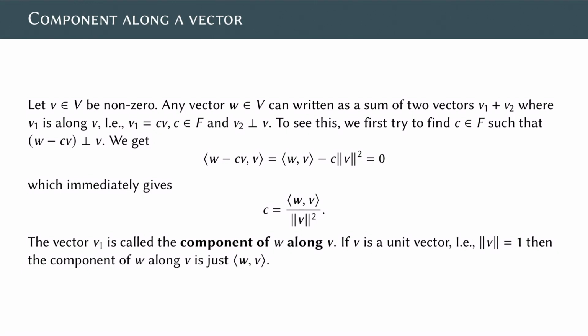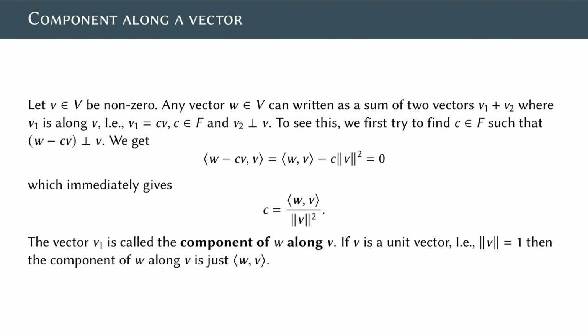Okay. To see why this is true, let's first try to find out a c, a scalar, such that w minus cv is in fact perpendicular to v, right? The idea behind that is we want to write w as just w minus cv plus cv for this scalar. Then we would be done. So solving, what we get is w minus cv comma v, which is just w inner product v minus c norm v squared. This should be 0. Right? Because we want w minus cv to be orthogonal to v. Immediately we get that c must be inner product wv by norm v squared.